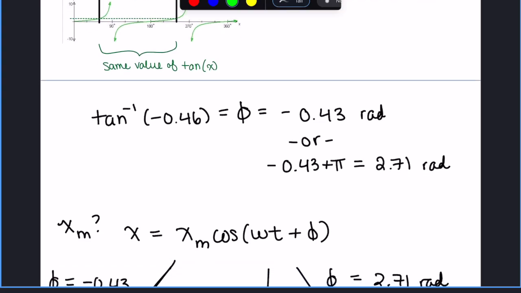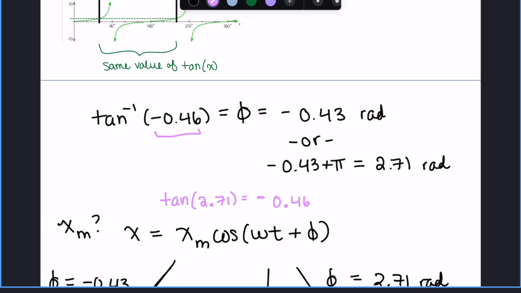So to jump back, if I do my inverse tangent of phi, technically this is a solution, but then adding pi to that is also technically a solution. I'll squeeze that in a different color. If I do tangent of 2.71, let me put my calculator back in radians, I get back negative 0.46. So that matches, following the math.